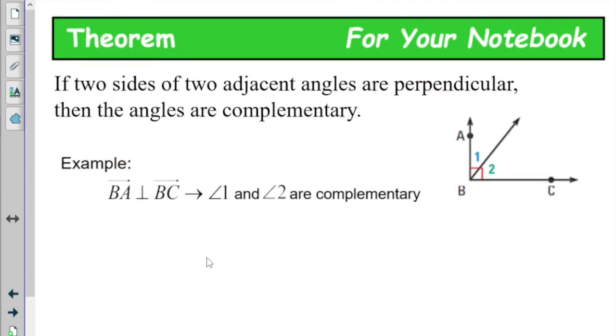Next one, this should also look familiar. If two sides of two adjacent angles are perpendicular, that means they make, again, perpendicular means they make what kind of angles? Right angles that measure 90 degrees. And guess what complementary means? Complementary means two angles that make 90 degrees. So it's those two definitions kind of coming together to make this idea. The angles are perpendicular, then when I put the two angles that it's made up of together, I should get 90.